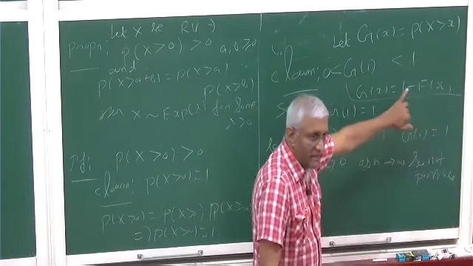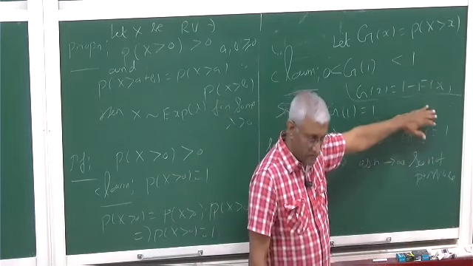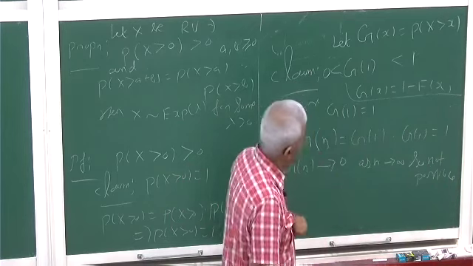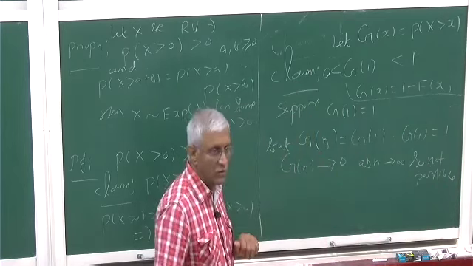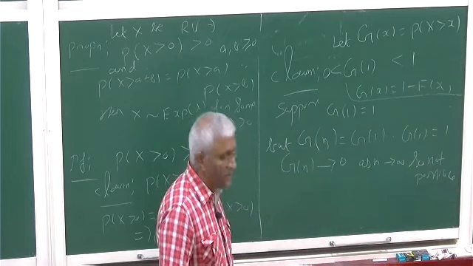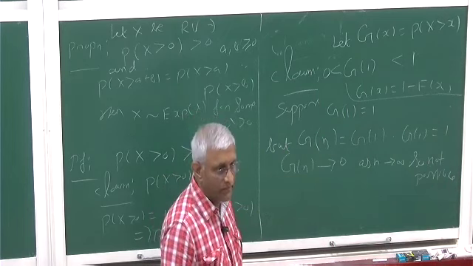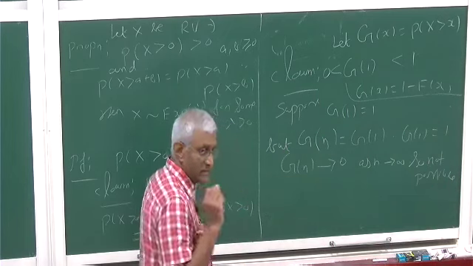G of x is 1 minus F of x, and F of x goes to 1, so g of x goes to 0 as x goes to infinity. So g of n should go to 0. But g of 1 is 1, which is not possible. So it should be strictly less than 1.